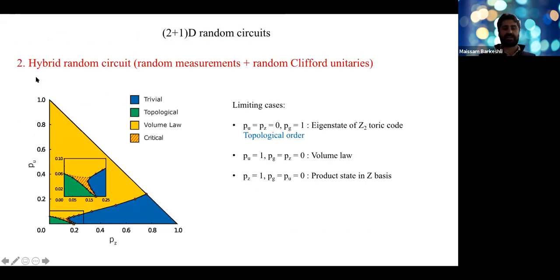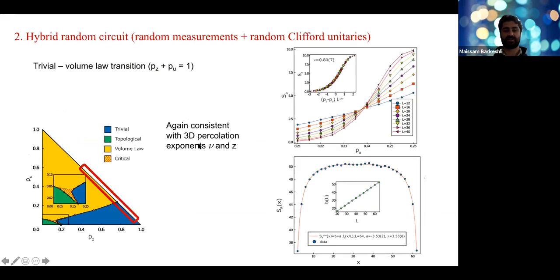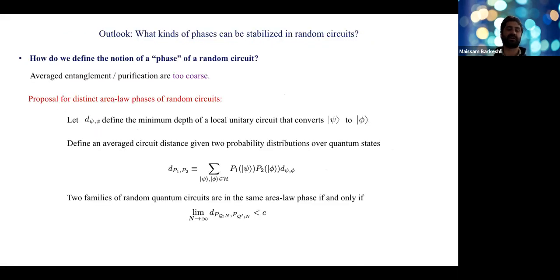Okay, so there's also a 2+1D circuit that we studied where you add random unitaries as well. And the only new thing that shows up there is it seems like there are some signatures of a whole critical phase, not just the critical points. But of course, critical phases are extremely difficult to nail down in finite size numerics. So I'll just end there.